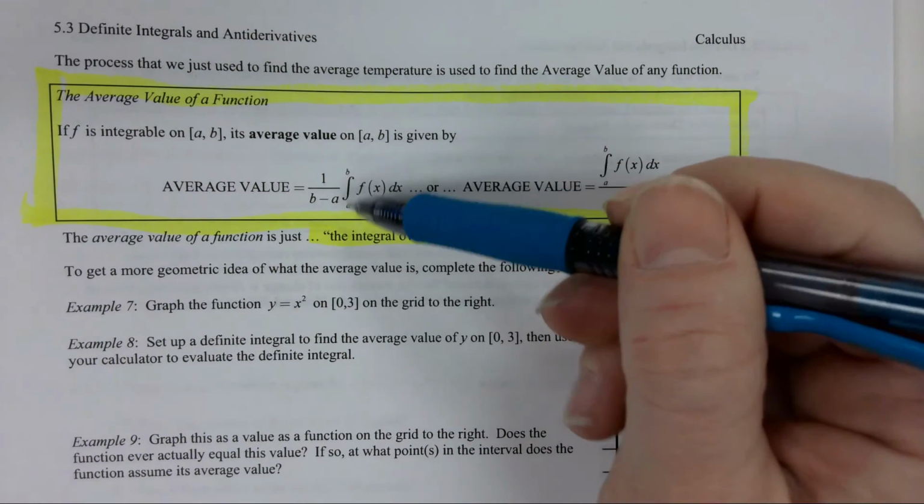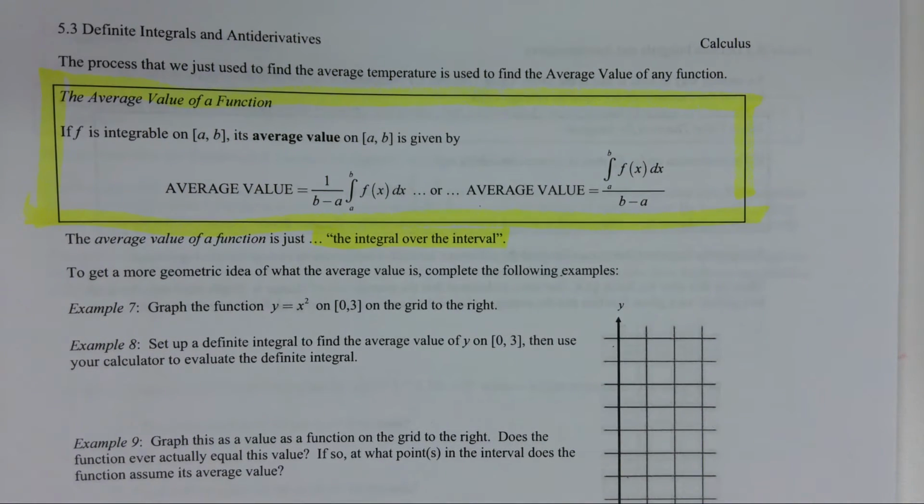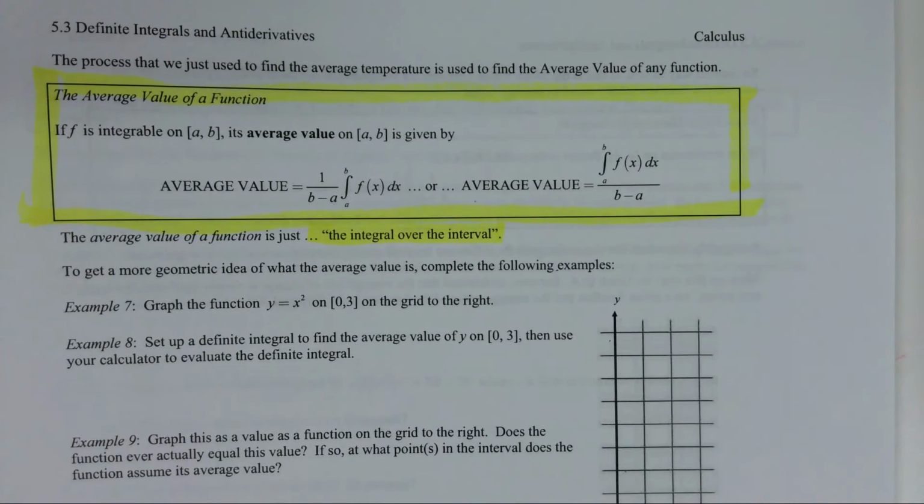You just subtract those endpoints. That's where that b minus a comes from. Okay.